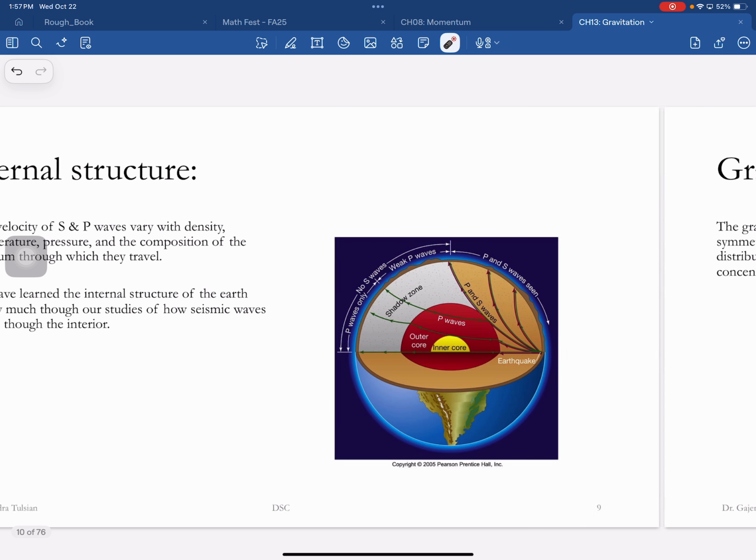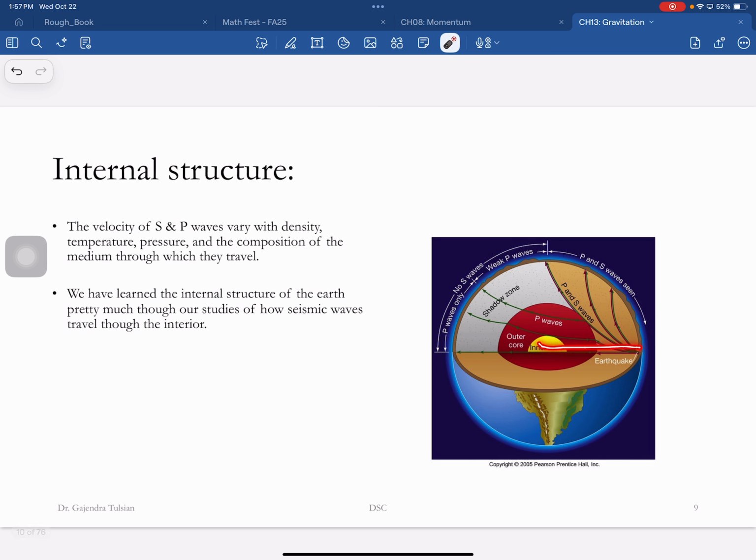Because the radius of the Earth is 4,000 miles, and the deepest hole we've dug is about 4 miles. We've barely scratched the surface.